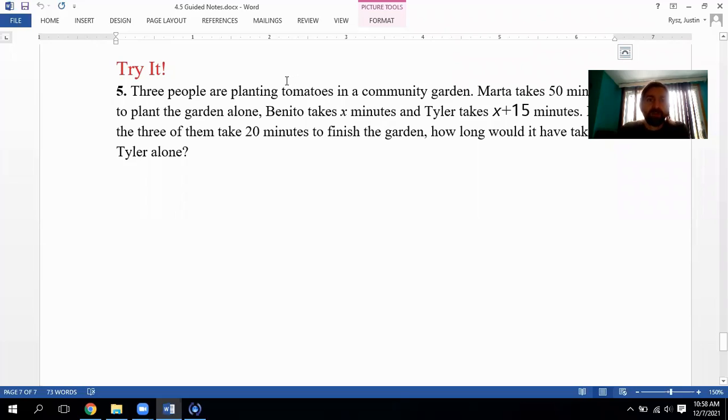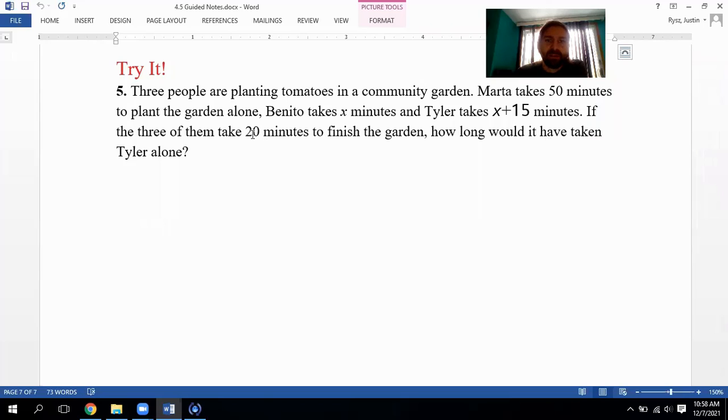We've got 3 people that are planting tomatoes in a community garden. Martha takes 50 minutes to plant the garden alone. Benito takes x minutes and Tyler takes x plus 15 minutes. If the 3 of them take 20 minutes to finish the garden together, how long will it take Tyler alone? Okay, so what we're going to do is set up a bunch of ratios here.